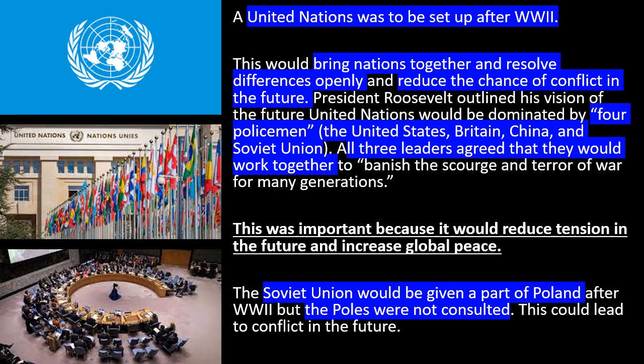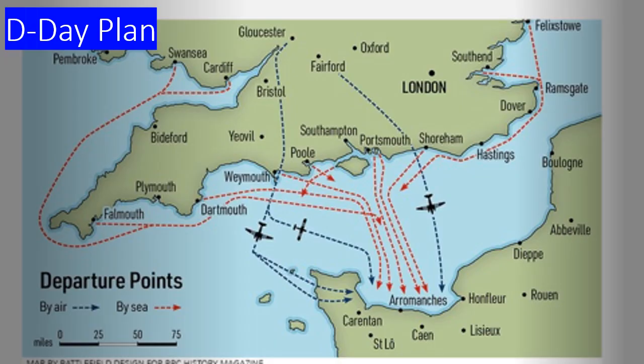Possibly that could increase tension in the future, lead to conflict, but that was all glossed over at the time, okay? Here's the plan for the invasion of the Normandy beaches, and the red lines show the Allied soldiers' lines, where they would travel and then land on the beaches. You can see the planes that were going to be dropping paratroopers behind enemy lines to knock out the German guns, the German artillery, before the troops landed. Okay, so yeah, that's the plan for D-Day.